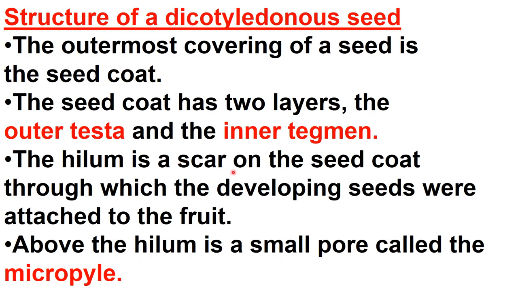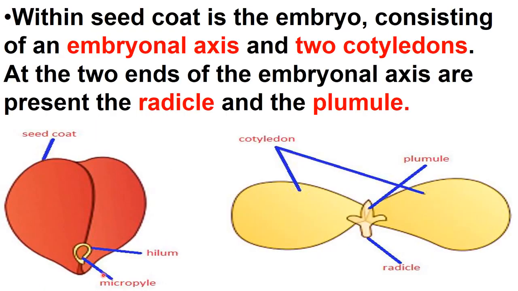The hilum is a scar on the seed coat through which the developing seeds were attached to the fruit. Okay, so what is hilum? It is a scar on the seed coat through which developing seeds were attached to the fruit. Meaning it is attached with the hilum, it is attached with the placenta. Above the hilum is a small pore called micropyle. So just above the hilum there is a pore-like structure that is called micropyle, that is for the exchange of gases.